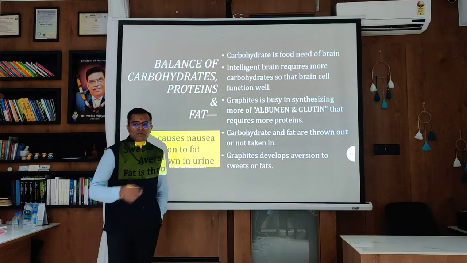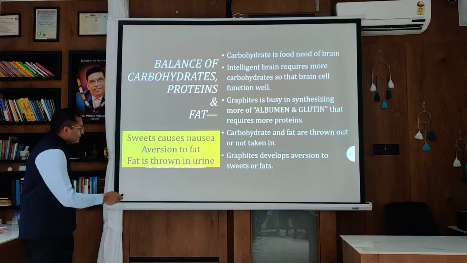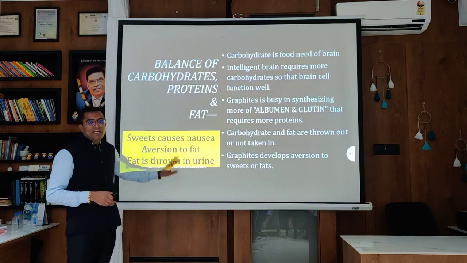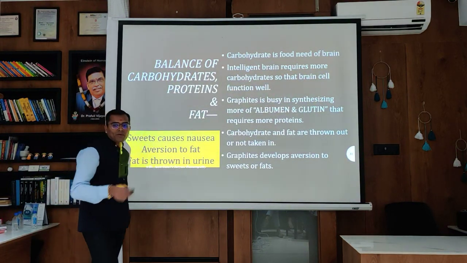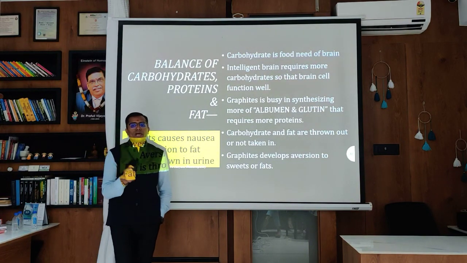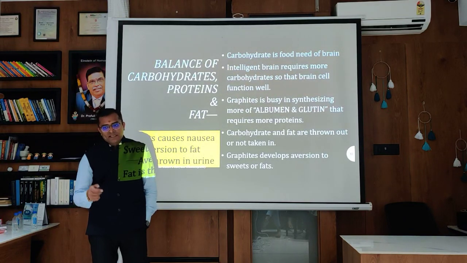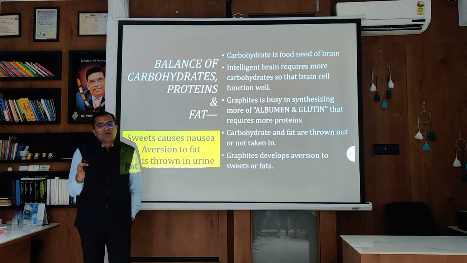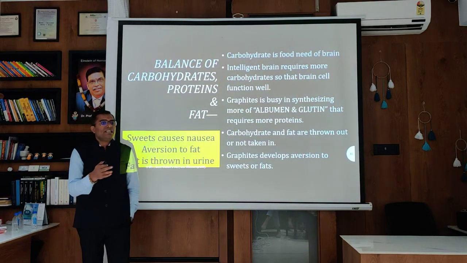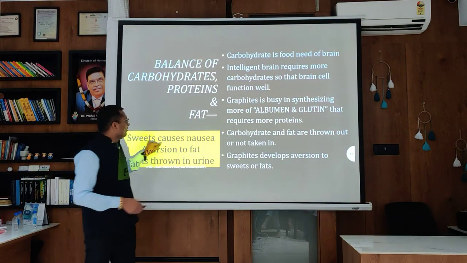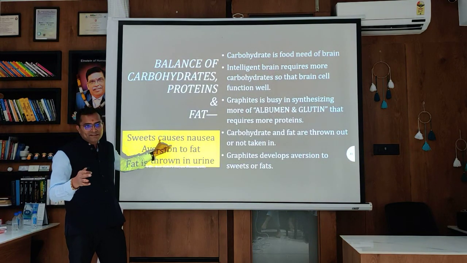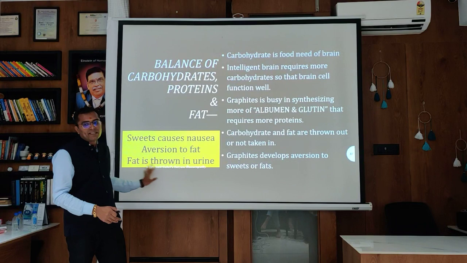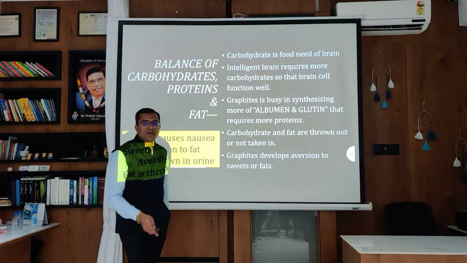So balance of carbohydrate, protein and fat: what I am saying is that sweet causes nausea, aversion to fat, and fat is thrown in the urine. This is something we have seen repeatedly. So what happened? Carbohydrate is food for the brain. An intelligent brain requires more carbohydrate so that the brain cells function well. Graphite is busy synthesizing more albumin, protein part, and gluten, which requires more protein. So carbohydrate and fat are thrown out or not taken in, because they need only protein. That's why they have aversion to sweets and carbohydrate, because they don't need that. And aversion to fat: when fat gets inside, it cannot digest it, so it goes out in excretion. So fat is thrown into the urine. So graphite develops aversion to sweet or fat.